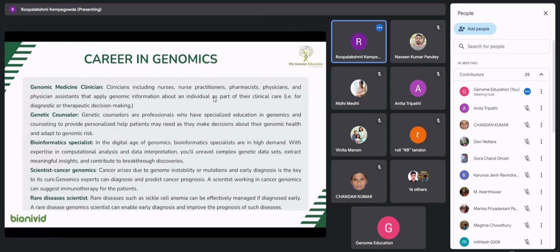If you want to pursue being a genetic counselor, sometimes there are genetic disorders or rare diseases where the genomics-specialized person can intervene and explain to the patients or the parents what it is, educate them about what is happening, what will happen, and what preventive measures have to be taken.